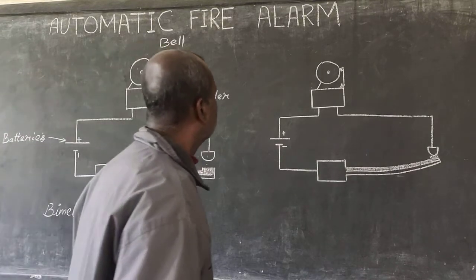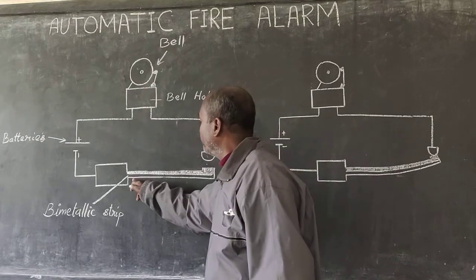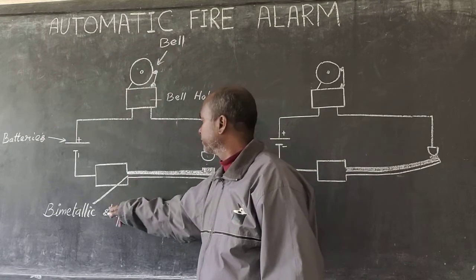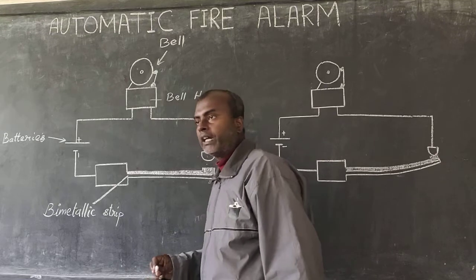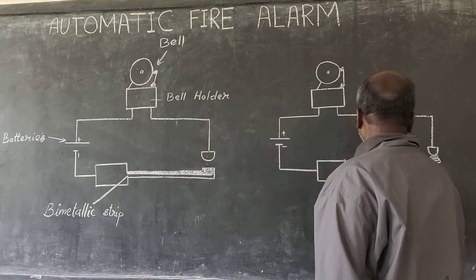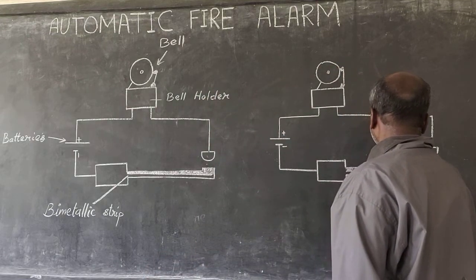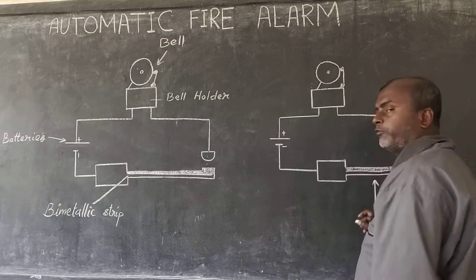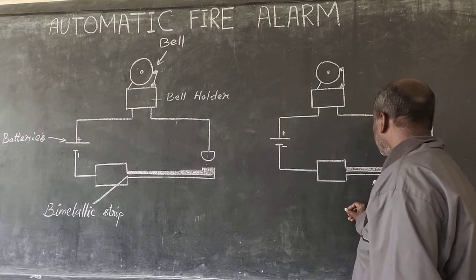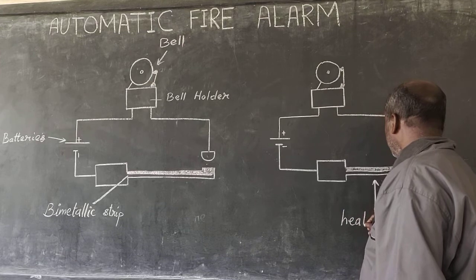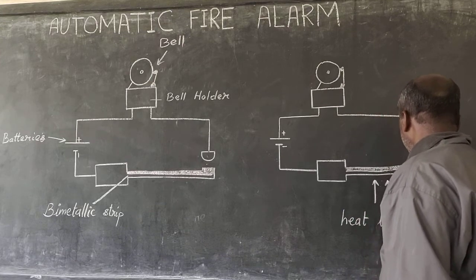For that, we need to bend this bimetallic strip. And how will that happen? It will happen when we supply heat. If there is a source of heat like fire, heat by fire.